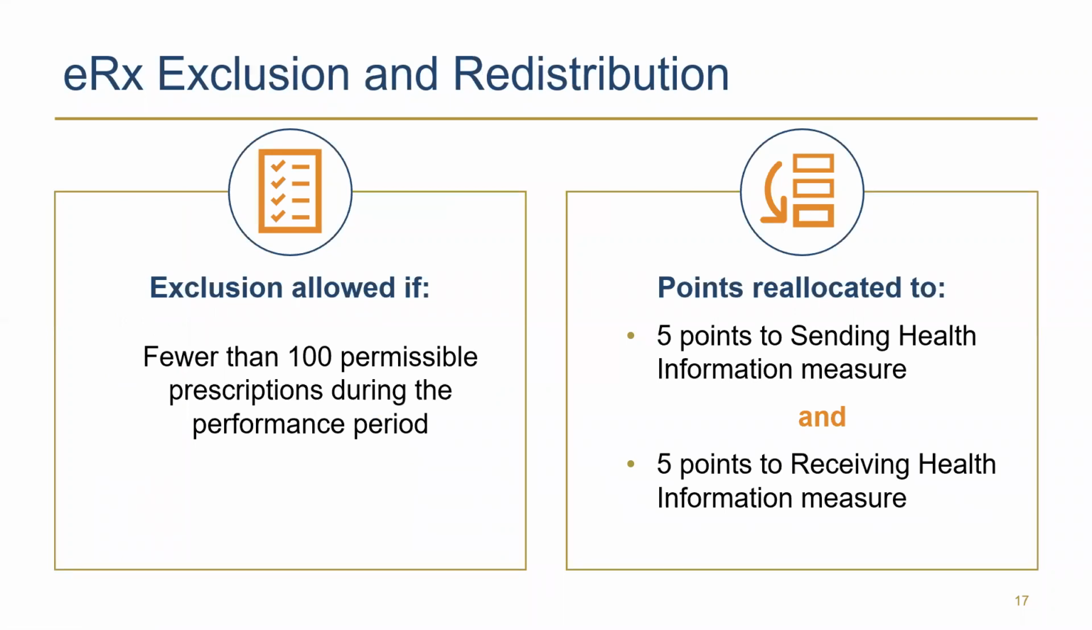There is an exclusion allowed for e-prescribing. You may claim the exclusion if you meet the criteria of writing fewer than 100 permissible prescriptions during the performance period. The 10 points associated with the e-prescribing measure will be reallocated equally to the health information exchange objective, with 5 points going to the sending health information measure and 5 points going to the receiving health information measure.